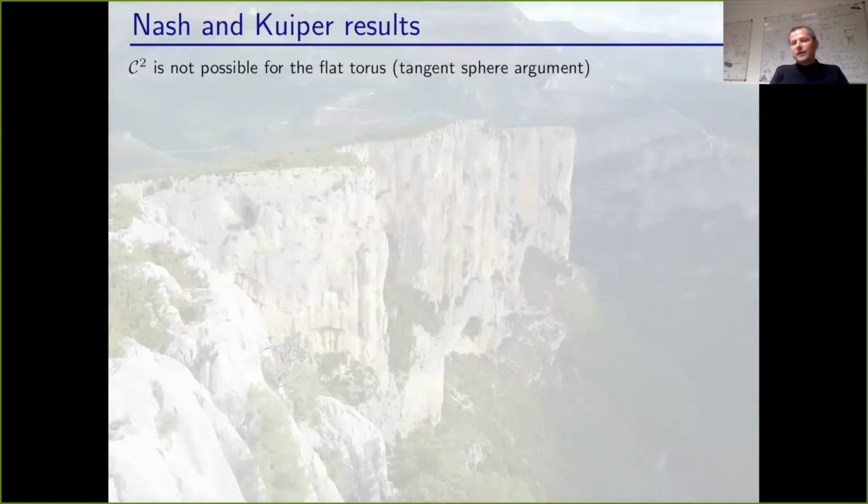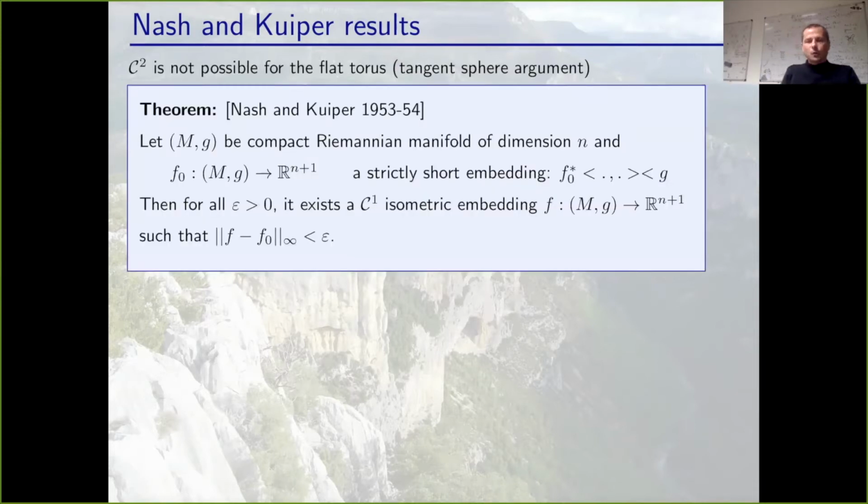The first observation is that it's not possible to expect a C2 embedding, because if it was possible to embed the flat torus in R3 in a C2 way, then since the curvatures are preserved by an isometry, this object should have zero curvature everywhere. But this is not possible, because if this object is bounded and C2 smooth, then just consider a tangent exterior sphere, and you have a contradiction with the fact that you should have zero curvature everywhere. Okay, so C2 is a bound.